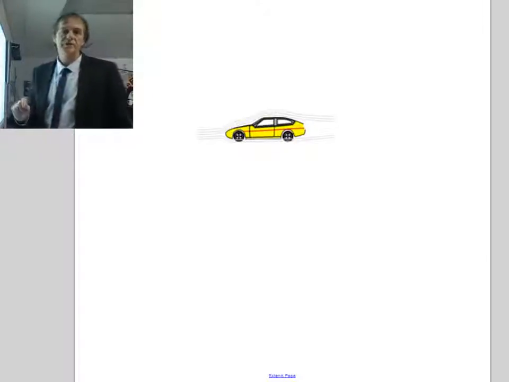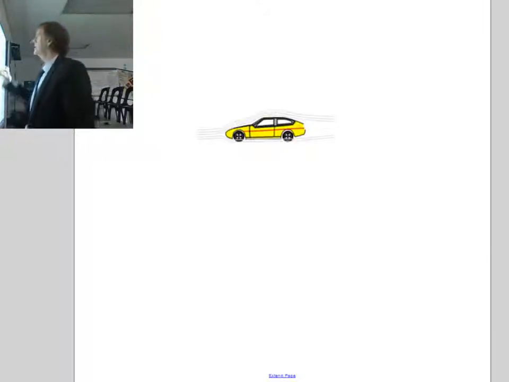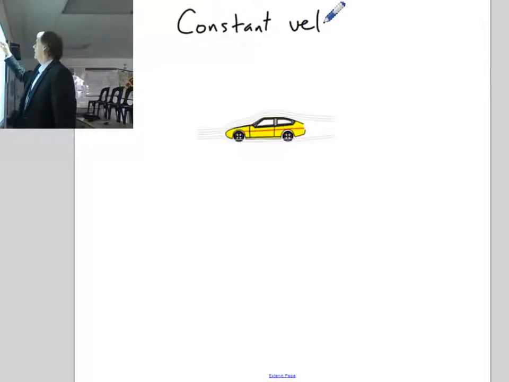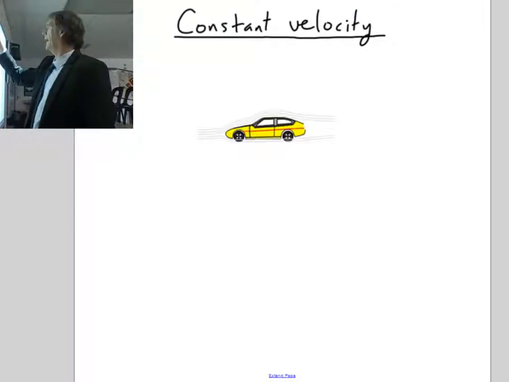Okay, we're going to look at the applications for the work on centrifugal acceleration. So if we look at things that are going at constant velocity, where they're going in a straight line at a steady speed, it might be a car going on a flat road at a steady speed. What are the forces that are going to act in this situation?